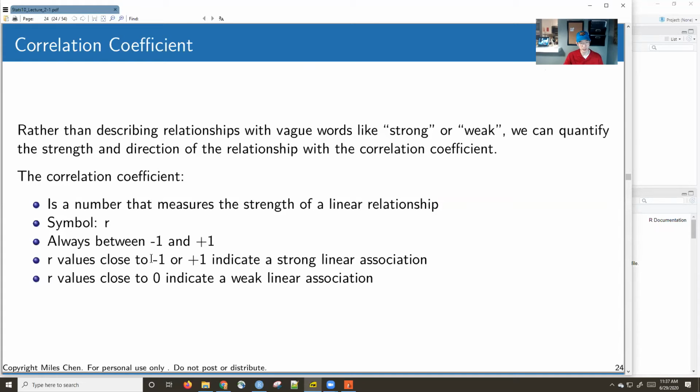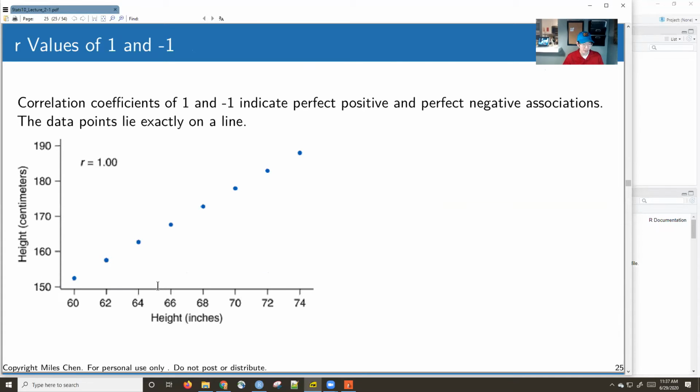R values that are far from 0, close to +1 or -1, will be strong. R values close to 0 will be a weak relationship. So here's an example. If the points are in a perfect straight line, R values of 1 and -1, you will get R equal to 1. So this is a perfect positive linear relationship, right? These dots are in a perfect straight line. There's no scatter. And so you would have correlation equal to 1, right?